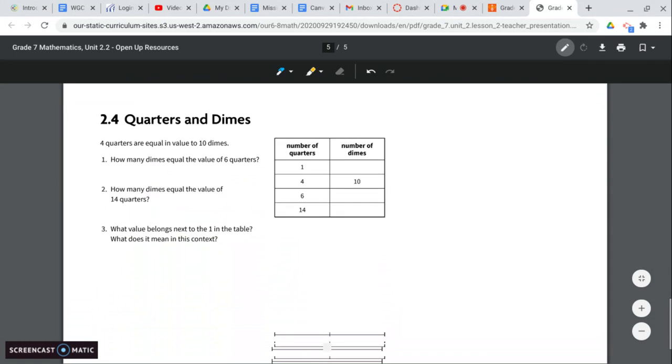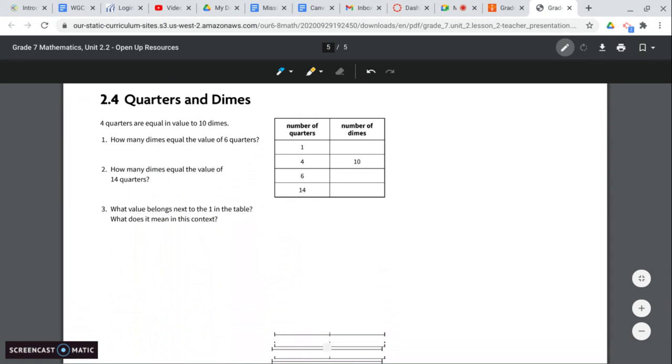All right, last but not least, quarters and dimes. 4 quarters are equal in value to 10 dimes. So 4 quarters represents $1, 10 dimes represents $1. So that's how we know they are equal. So find how many dimes equals the value of 6 quarters.